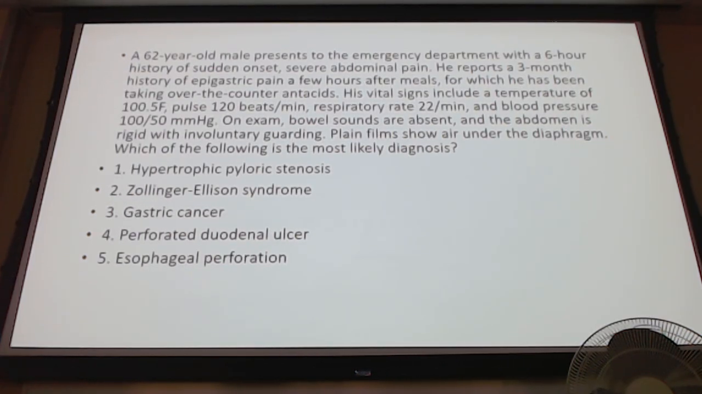So we have a 62-year-old male who presents to the emergency department with a 6-hour history of sudden onset, severe abdominal pain. He reports a 3-month history of epigastric pain a few hours after meals, for which he's been taking over-the-counter antacids. His vital signs include a temperature of 100.5, pulse of 120, respiration rate of 22, blood pressure of 100/50. Is he sick? Yes, he's sick. On exam, bowel sounds are absent. The abdomen is rigid with involuntary guarding. Plain film shows air under the diaphragm. Which is the most likely diagnosis?